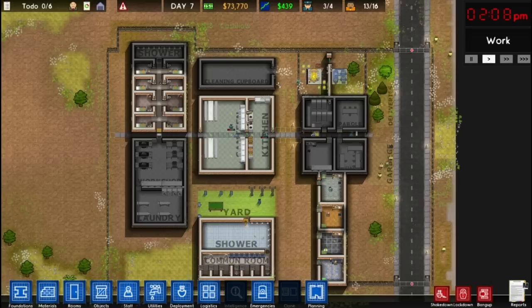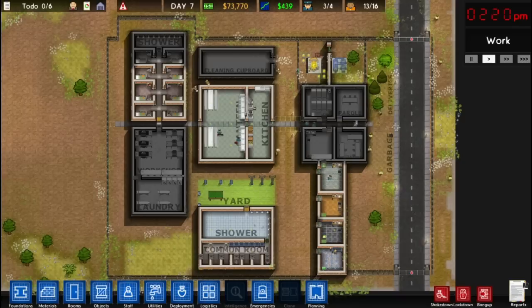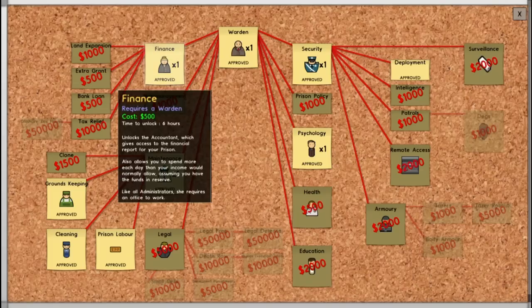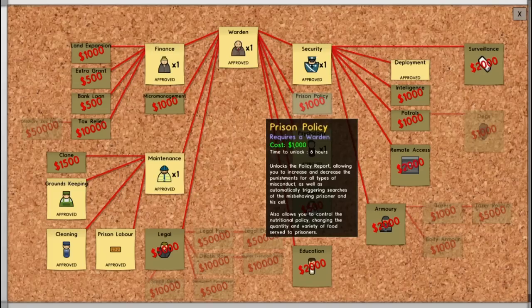In today's episode, we're going to talk about a feature that many new players miss, but can be very important. To unlock this feature, we are going to go to Bureaucracy. In Bureaucracy, we are going to do Prison Policy. Now, what is Prison Policy?